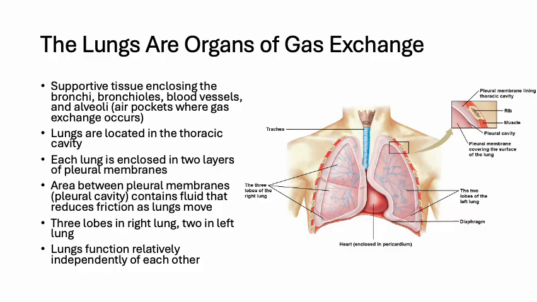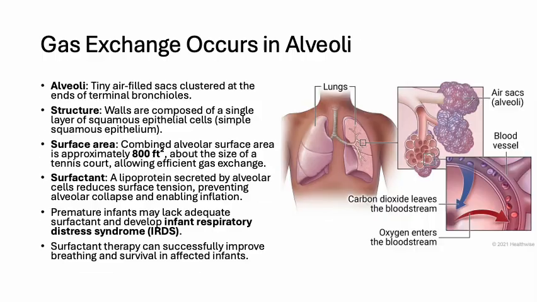They are wrapped in the protective pleural membranes that allow smooth movement during breathing. The right lung has 3 lobes, while the left has 2, leaving space for the heart. Although they function as a pair, each lung can work fairly independently, which is helpful if one is damaged.